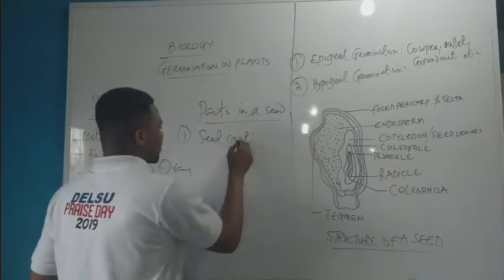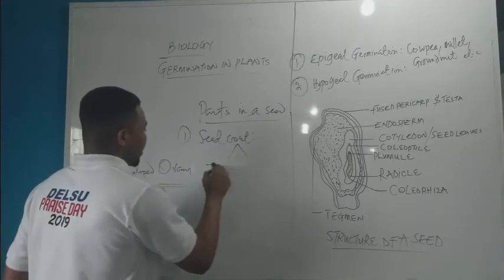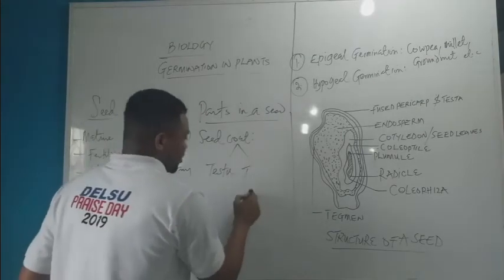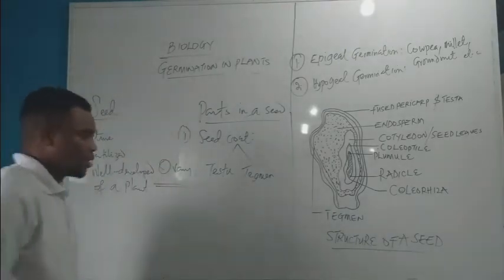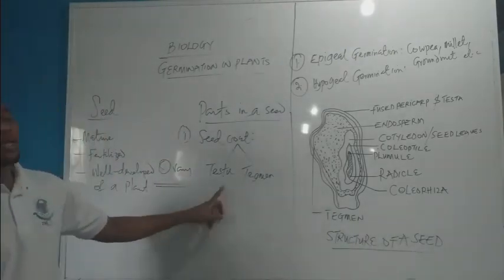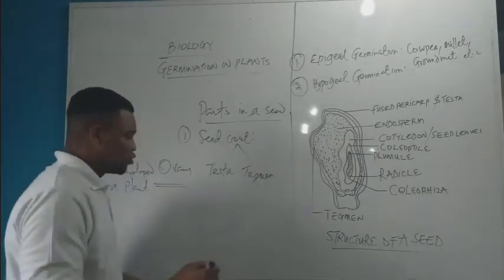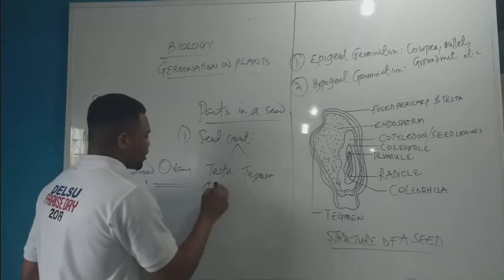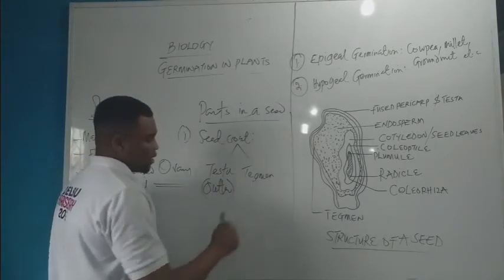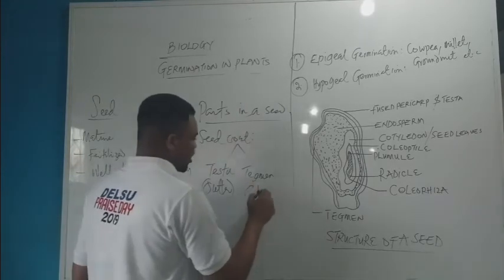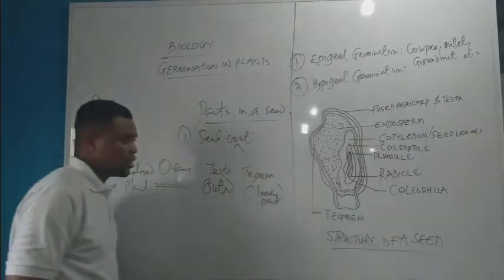Now, this seed coat can be divided into two: the testa and the tegmen. The testa is known as the outer part of the seed coat, while the tegmen is known as the inner part of the seed coat.